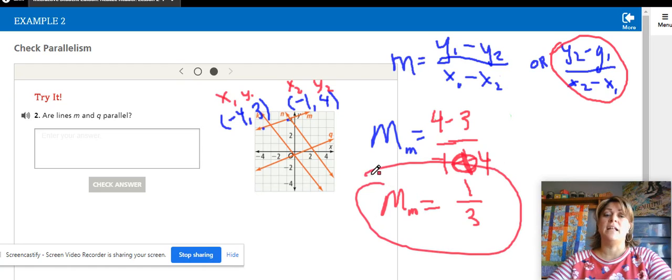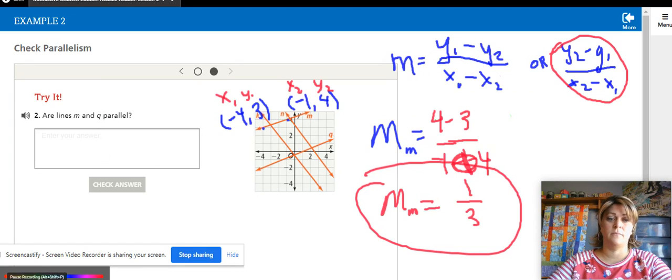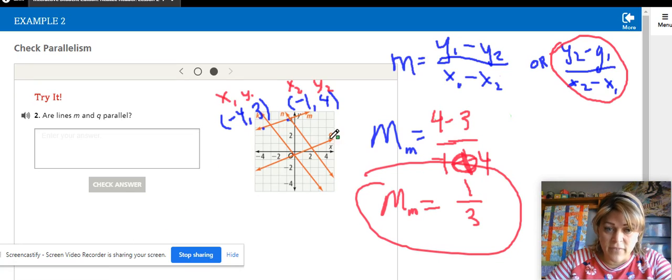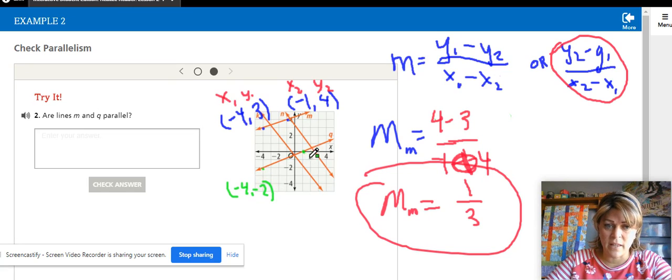So that's 1/3. Now I'm going to do the same thing, but for line Q. I'm going to find 2 points that are obvious, very easily determined, like absolute for sure points. Just looks like right here. And I'm going to write those coordinates. So this looks like -4, -2. And then this point right here looks like it is 1, 0, because you go over 1, but you don't go up and down at all.